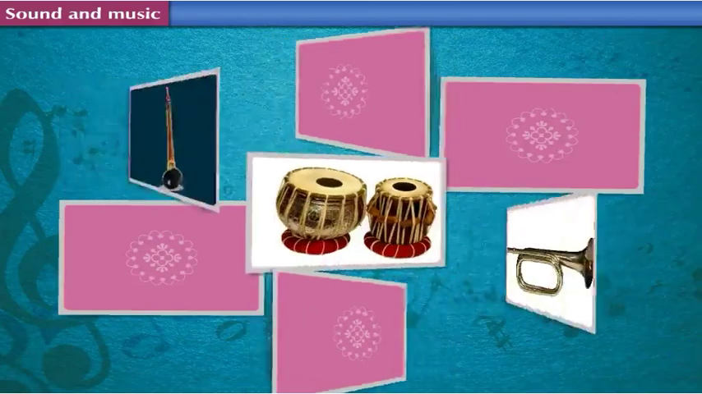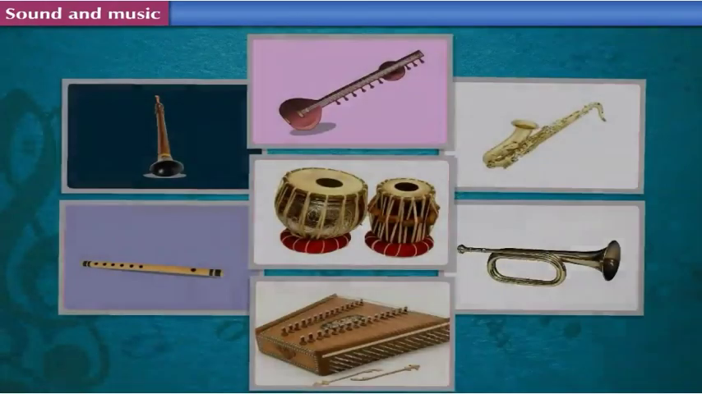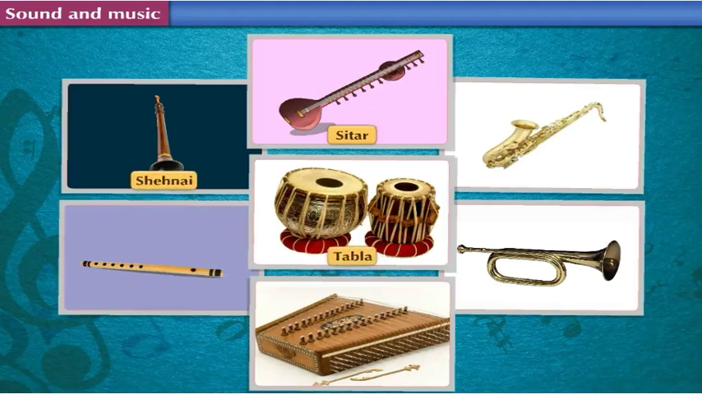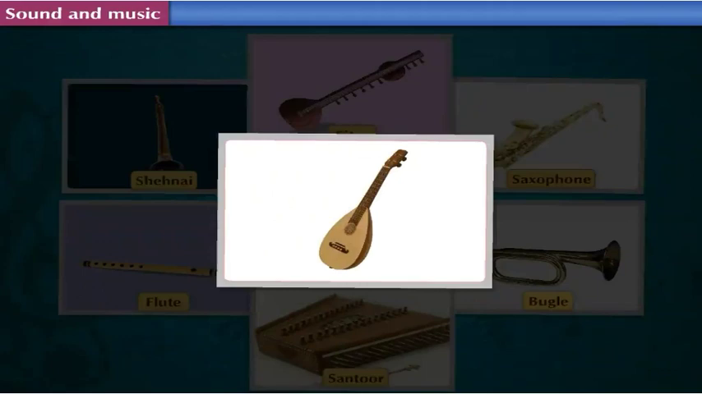Here some musical instruments are shown. Do you know their names? You must be familiar with many of them. This is sitar. This is tabla. This is shehnai. This is flute. This is santoor. This is bugle. This is saxophone. Do you know the name of this instrument? This is called lute.